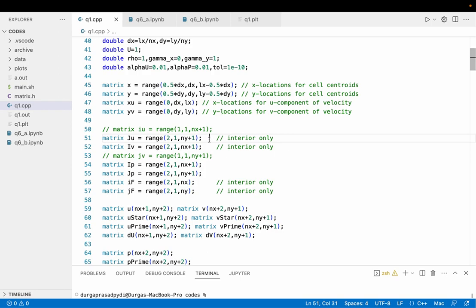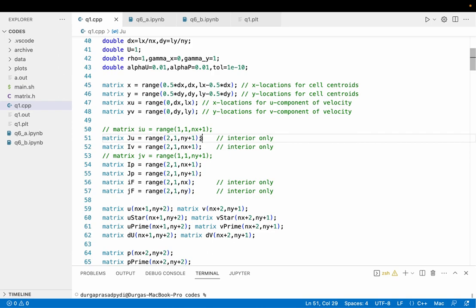Ju is essentially from 2 to ny plus 1, and Ju is the j component of u, and iv is for the v component. So u varies up to ny plus 2. Out of this ny plus 2, the first and the last one are reserved for the boundary. I have a south boundary and a north boundary, so my interior cells will only range from 2 to ny plus 1. I have not written along the x direction because, as we have discussed previously, that will get automatically involved in the Gauss-Seidel loop, so I am leaving that aside.